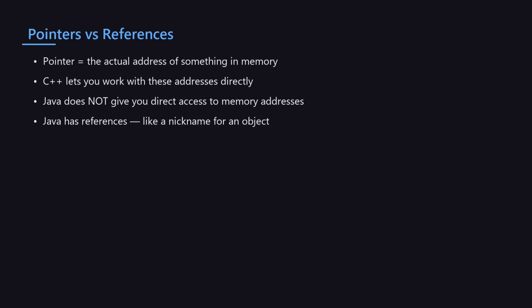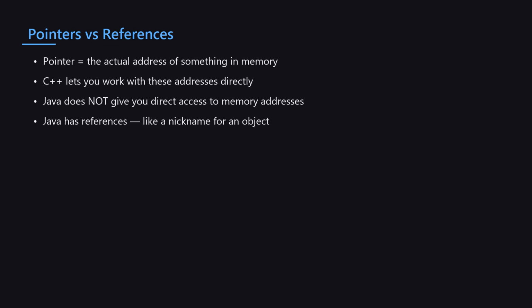Next up, pointers. This confuses a lot of people, so let me keep it simple. Imagine your friend lives in a house. The pointer is like knowing the exact street address of that house. In C++, you get that raw address and you can do math on it, like saying, okay, the next house is at address +1. That's powerful but risky. If you go to the wrong address, your program crashes.